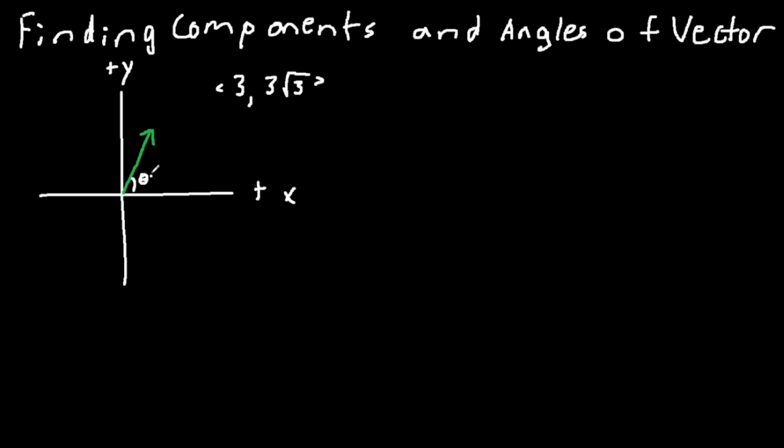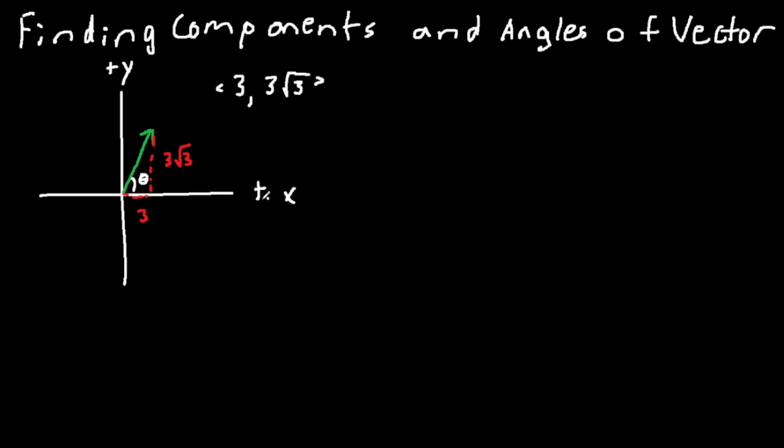In order to find this angle, theta, you have to remember that these components are quite literally the x and y values for now. So you can think of this as just a coordinate. If this was a coordinate, that means the x value is 3 over here, and the y value is 3 square root of 3. Now, look. Doesn't this look familiar? This looks like a triangle.